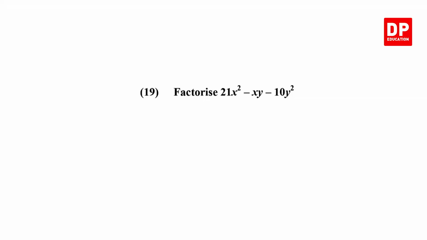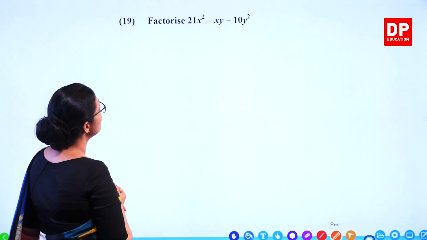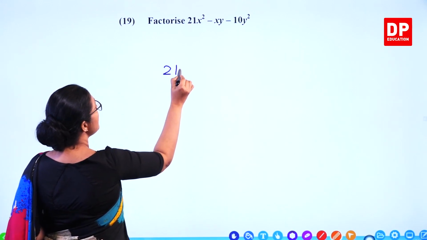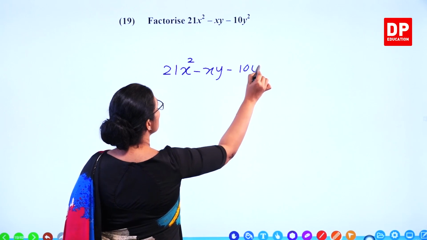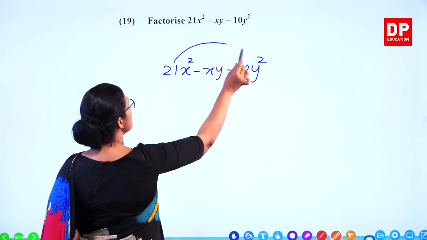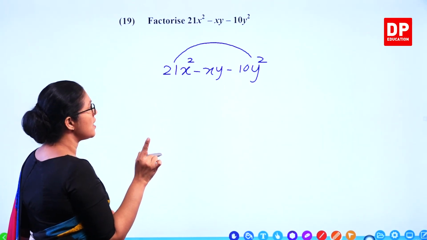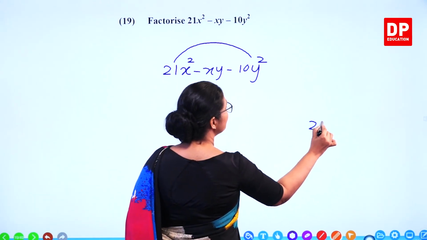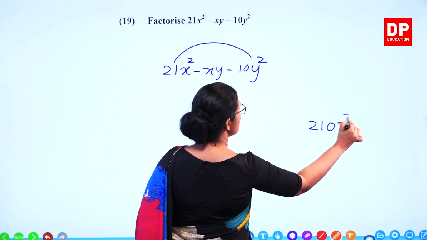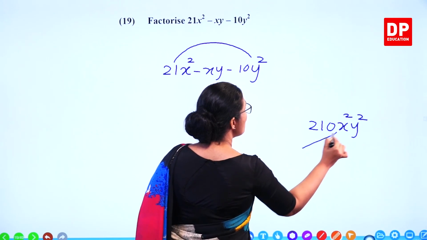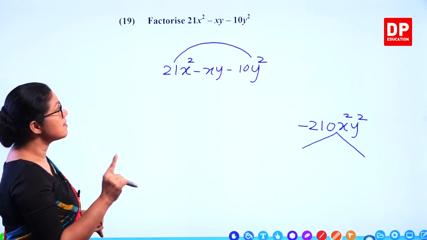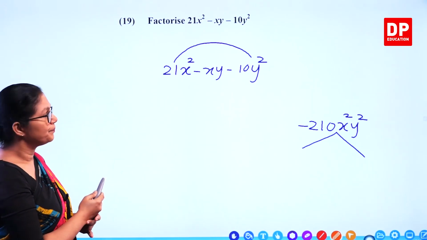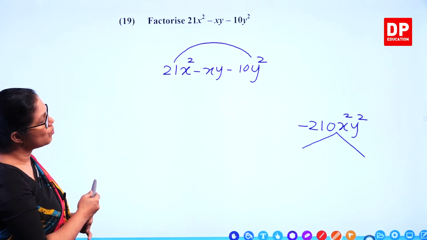Question number 19, factorize. So you have to factorize 21x squared minus xy minus 10y squared. You have to multiply these two. 21 times 10, 210. X squared, y squared. So you have to find out. This is negative. The difference is 1, minus 1. What are the factors of 210?